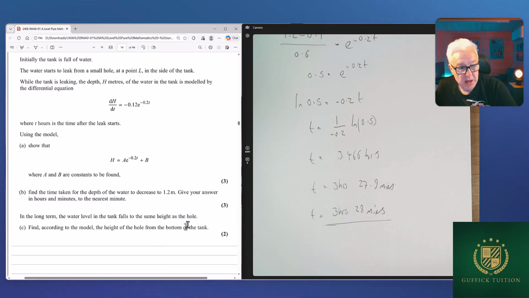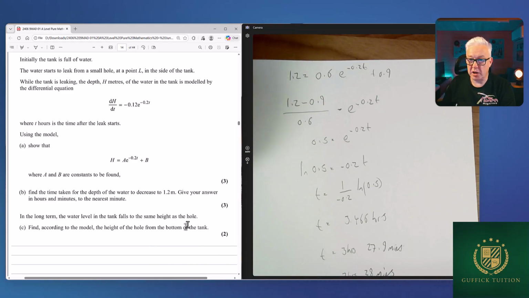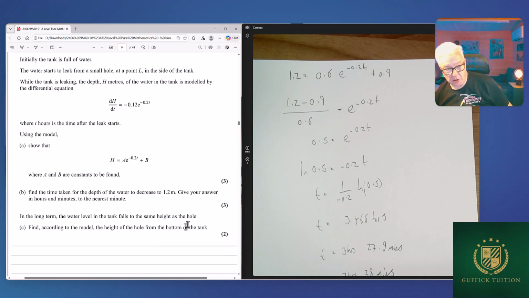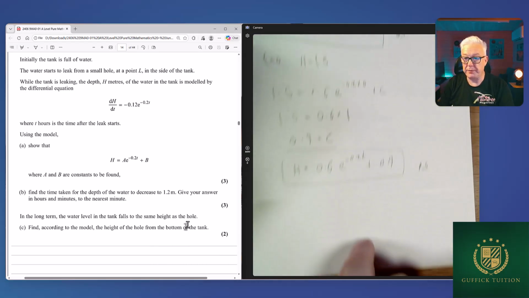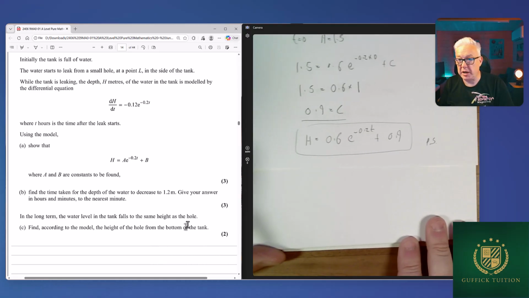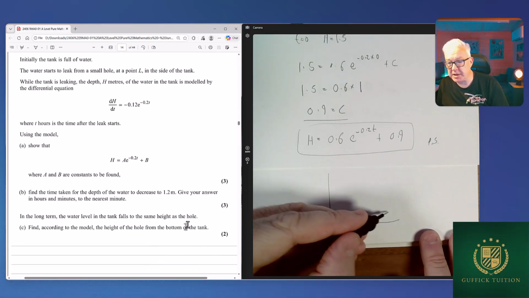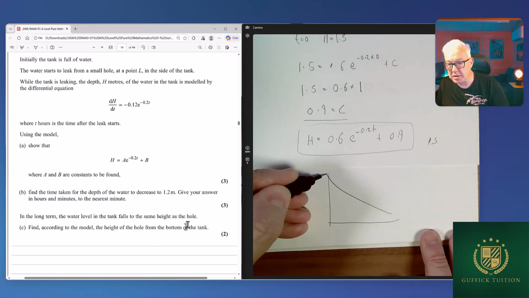6 marks in. Now, in the long term, the water level in the tank falls to the same height as the hole. Find, according to the model, the height of the hole from the bottom of the tank. Well, let's have a look and see if there's any clues in the equation that we got earlier in the question. Now, this, again, is such a common theme. It comes up almost without fail every exam season. So, such an important idea to be aware of.